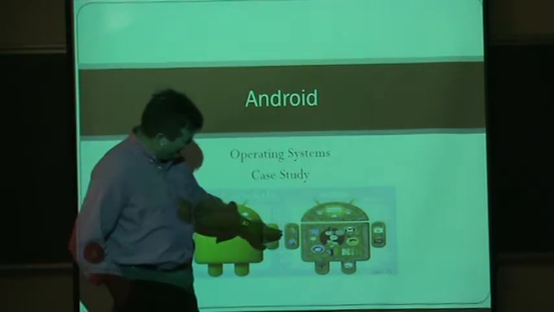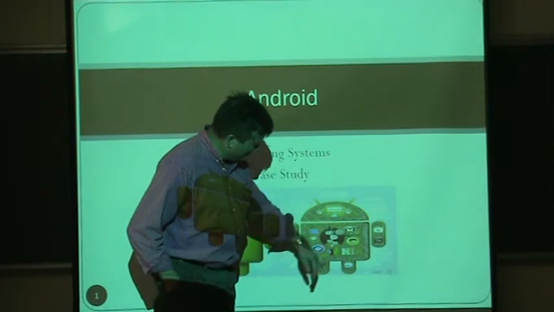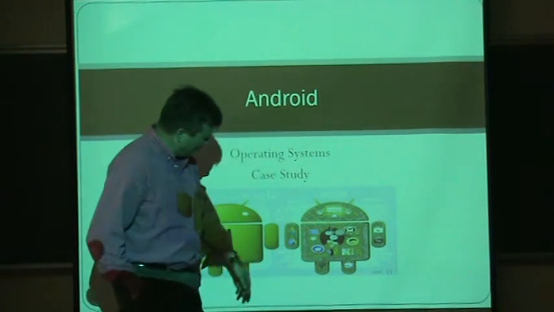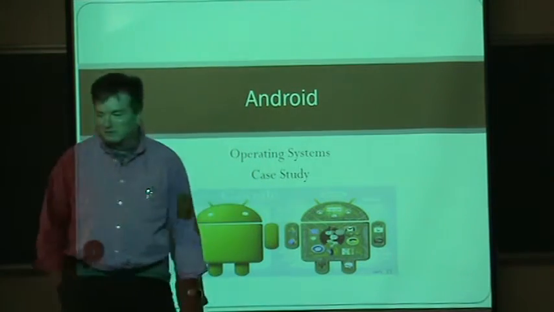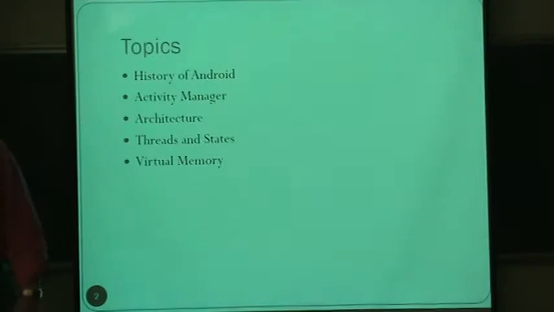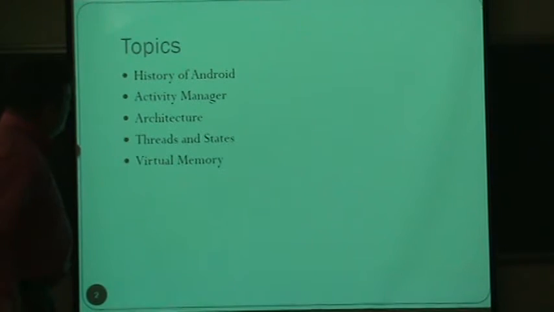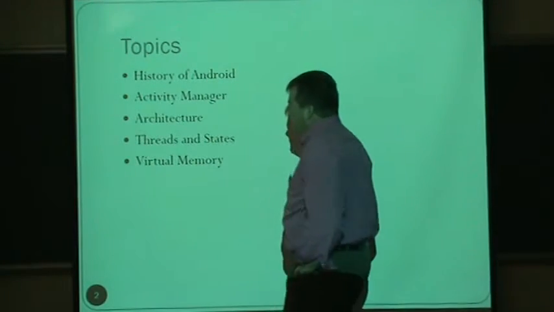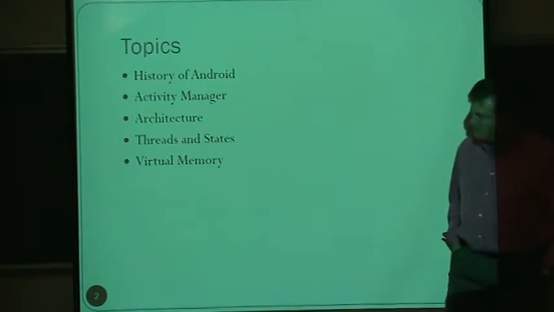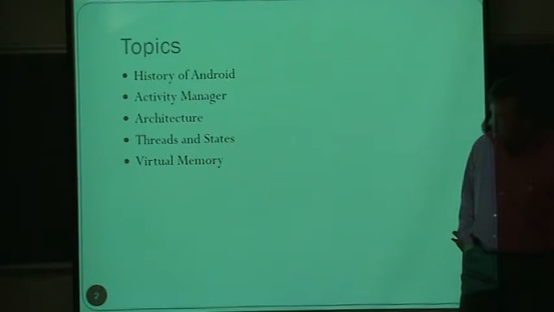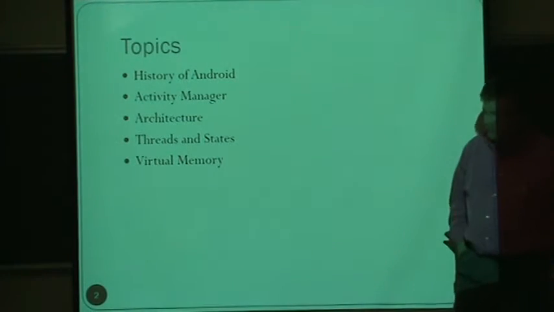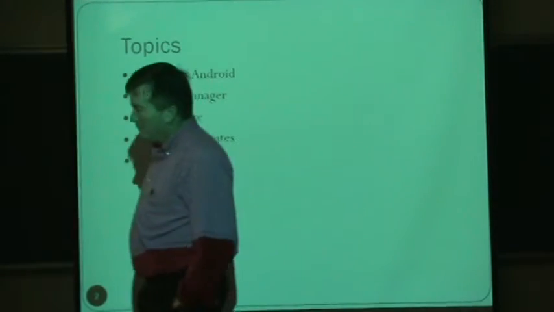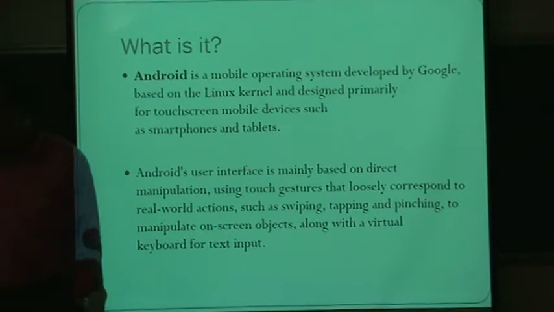But then Google has all the stuff that's inside of it, YouTube, Google Earth, all the different apps that run inside of Android. Okay, so we'll cover a little brief history of Android and the activity manager, the architecture of the system, and then threads and states, and then we'll also cover virtual memory, or actually the lack of virtual memory.